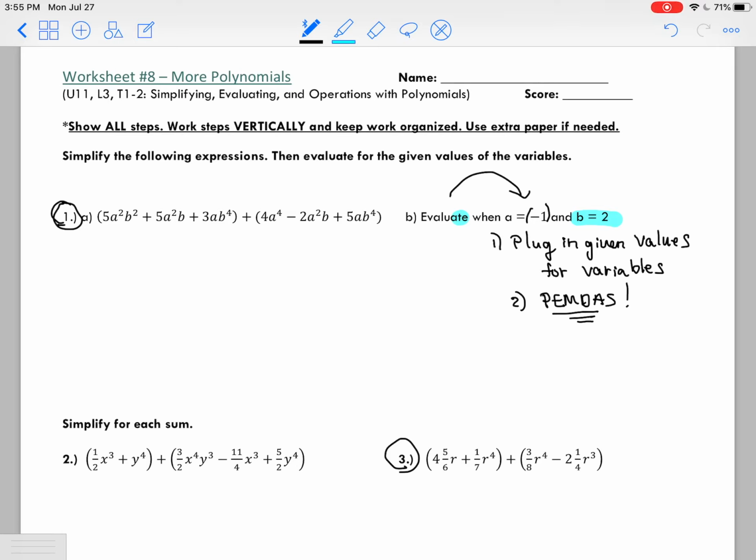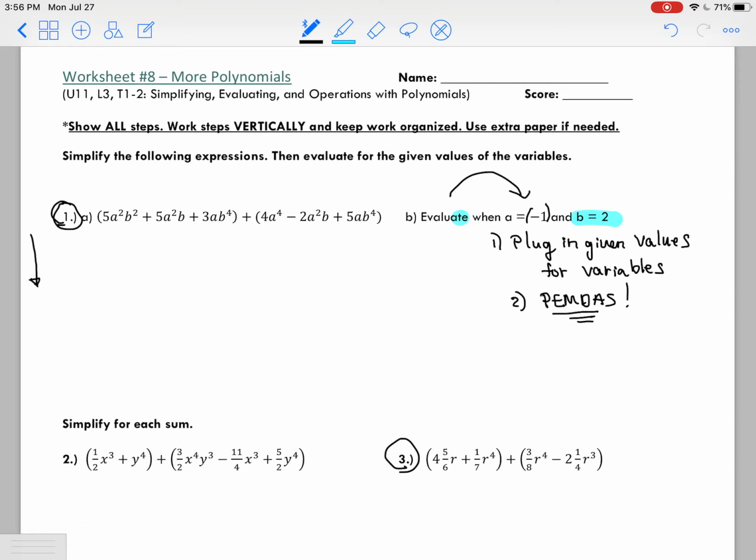Another strategy that I would definitely follow is to work directly underneath the original polynomial, so that you're not working horizontally, you're not working all these steps out at the side and then trying to put them back together. Please just work right directly underneath.